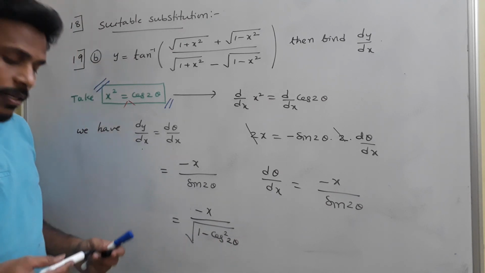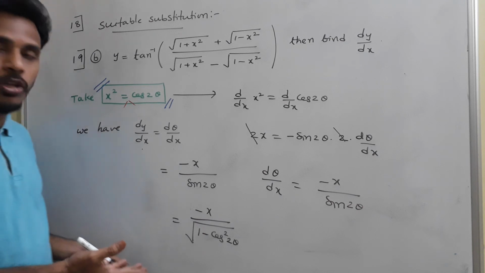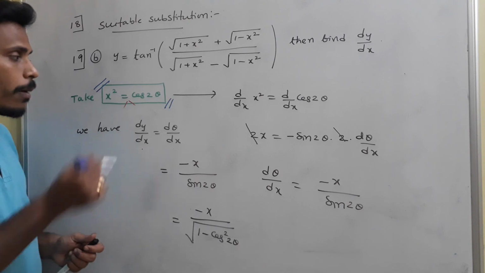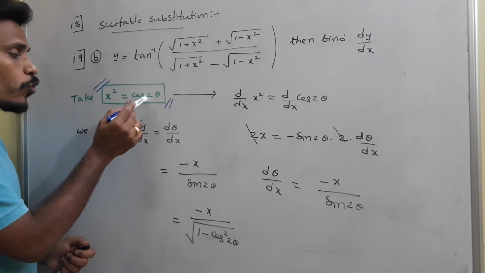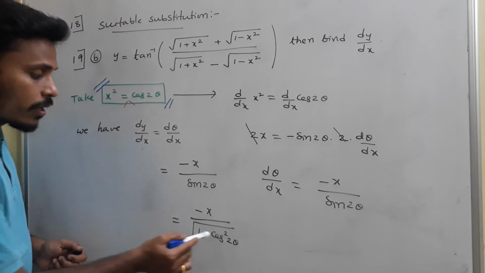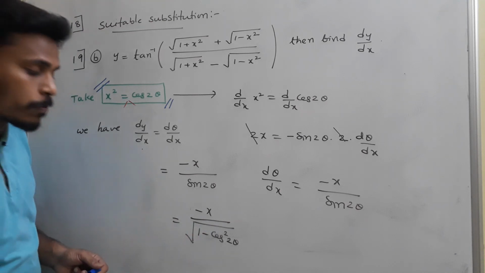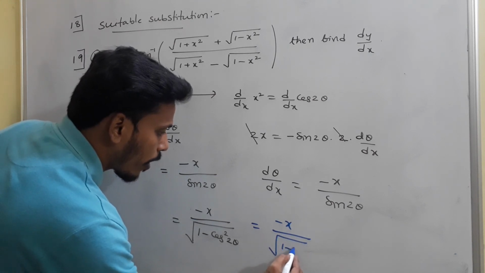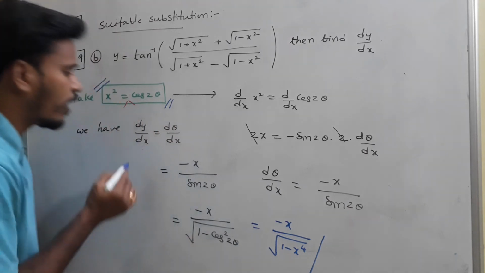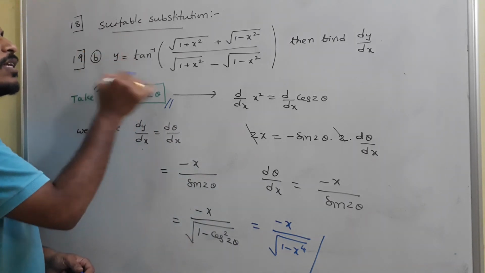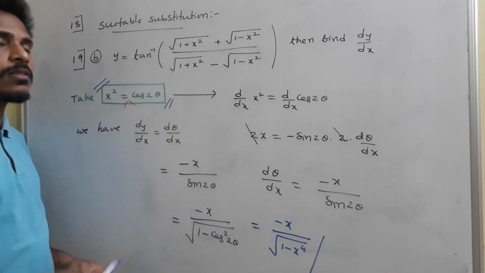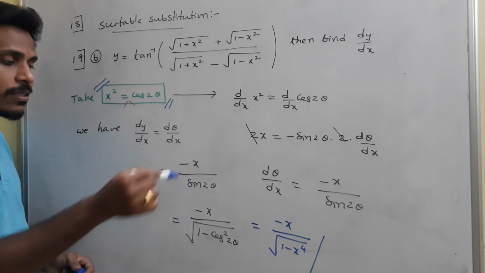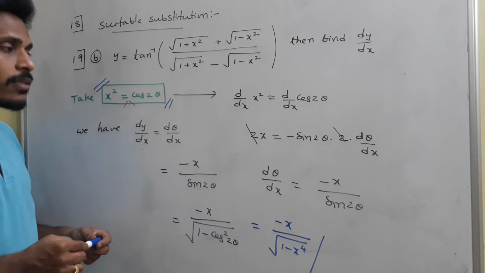Very simple logic, right? Sin square theta plus cos square theta is 1. With the same logic, sin 2 theta can be written as the square root of 1 minus cos square 2 theta. But cos 2 theta is x square. So if you replace cos 2 theta with x square, cos square 2 theta becomes x power 4. So dy by dx is equal to minus x divided by root of 1 minus x power 4. If y is tan inverse of (root of 1 plus x square plus root of 1 minus x square) by something like this, then the derivative of y with respect to x is minus x by root of 1 minus x power 4.